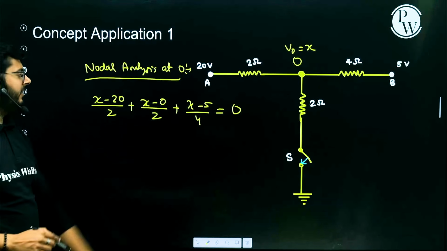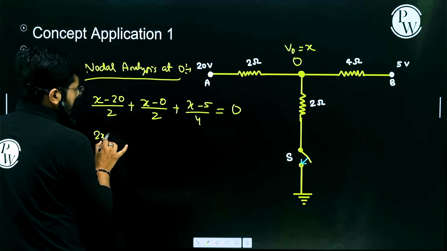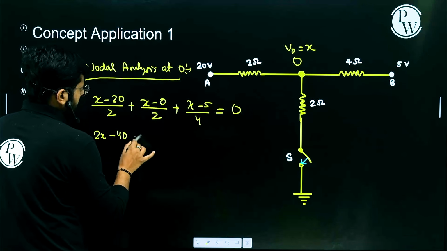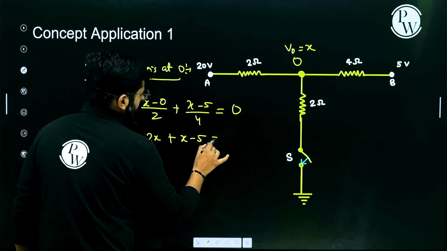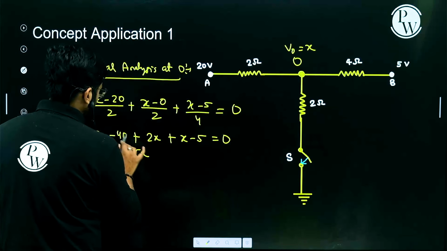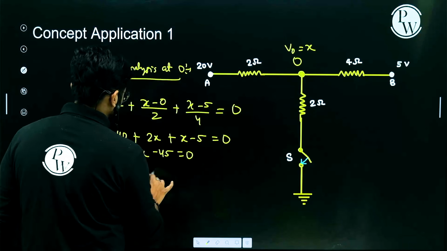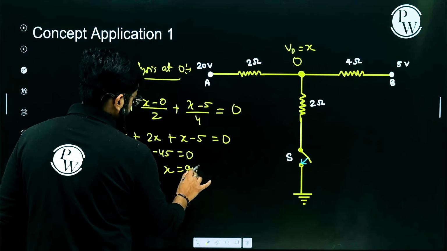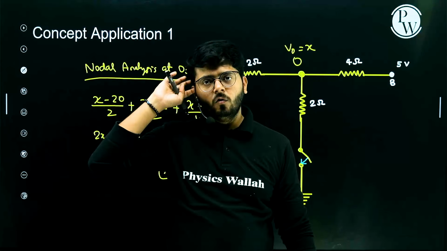Now just solve it and you'll get the value of x first of all. So you have 2x minus 40 plus 2x plus x minus 5, that is going to be 0. So 2x, 2x and x is going to be 5x, 40 and 5 is going to be 45. All right, so x is going to be 9. I believe the idea is very clear. The x is going to be 9 volt.